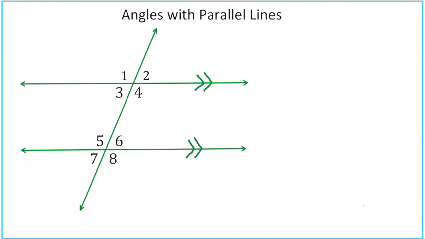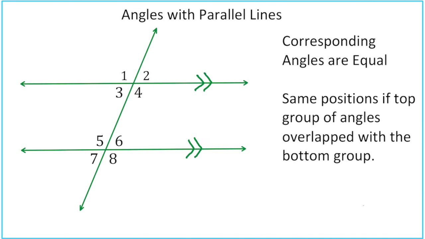All right, we're going to start with corresponding angles. So corresponding angles are equal. And a way that we could describe what the corresponding angles are, they're in the same positions if the top group of angles overlapped with the bottom group of angles. So if we put the top group right on top of the bottom, you should notice that angle 1 and angle 5 are in the same position. So we're going to write that angle 1 is congruent to angle 5.